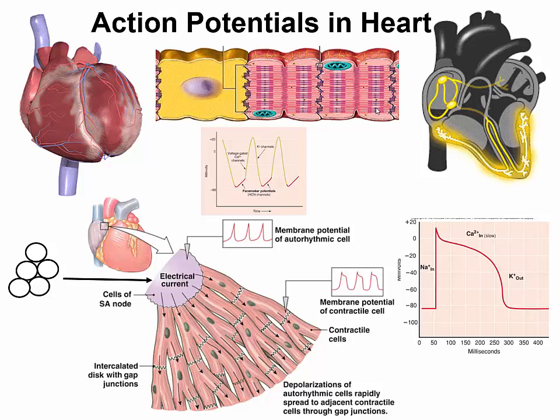Now we saw previously that cells in the SA node, or any of the autorhythmic cells, can establish their own action potential. We talked about the pacemaker potential and then developing an action potential, and then it goes back and you get another one of these pacemaker potentials, then an action potential. That sets the pace of the heart.